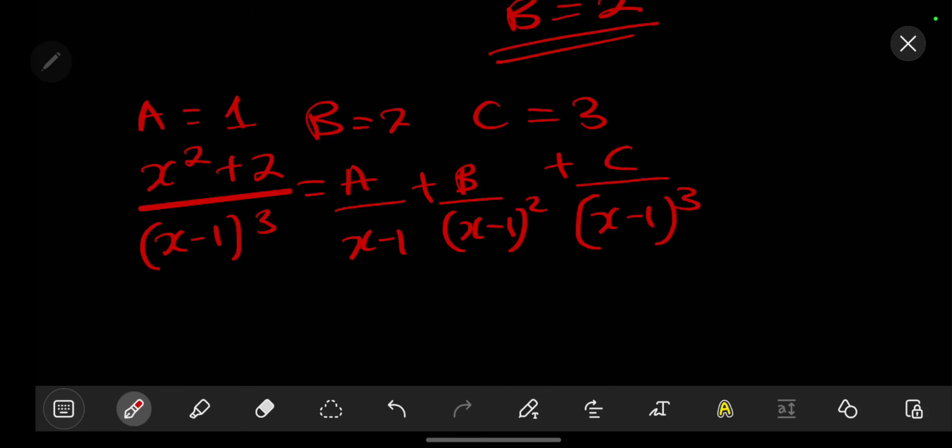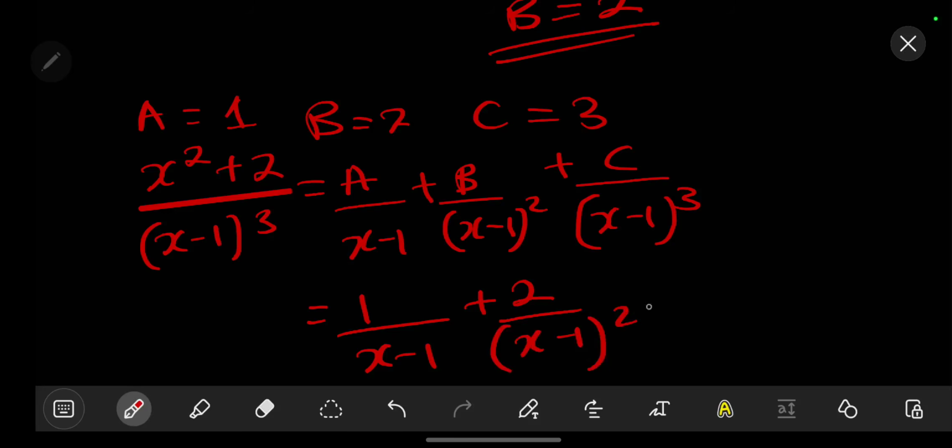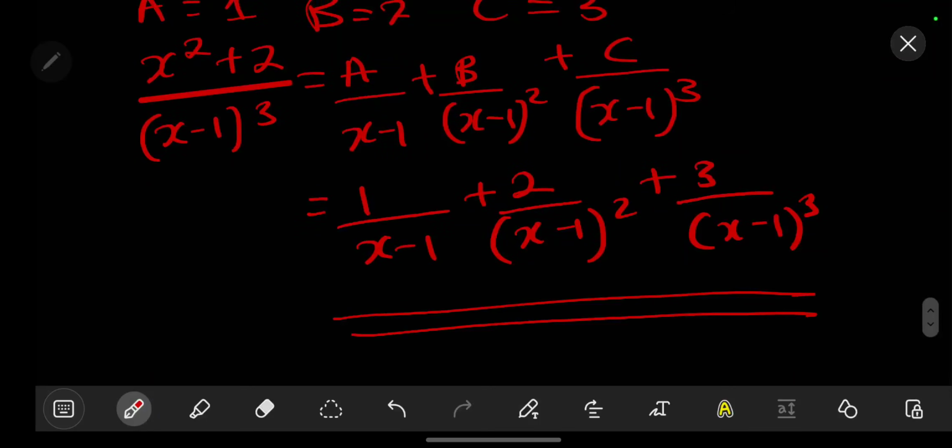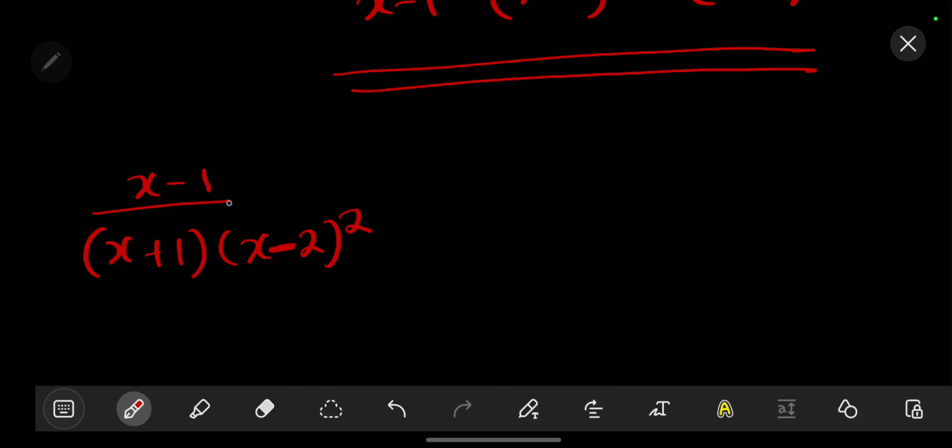So what we are going to have is our a is equal to 1 over x minus 1, plus 2 over x minus 1 to the power of 2. Then we have c is equal to 3 over x minus 1 to the power of 3. So this is our answer for that problem. So let's say we have this problem. So how are we going to solve it?